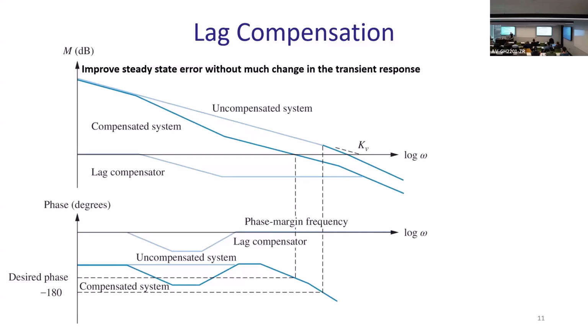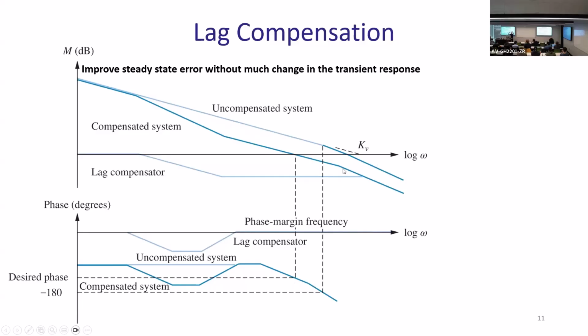Because this is what will happen here, okay? You take that plot, which was the original uncompensated system, and you need that crossing point to be here, right? So it's to the left. You push the crossing point to the left because your desired phase margin is somewhere here. Okay, this is your desired phase margin at that point.